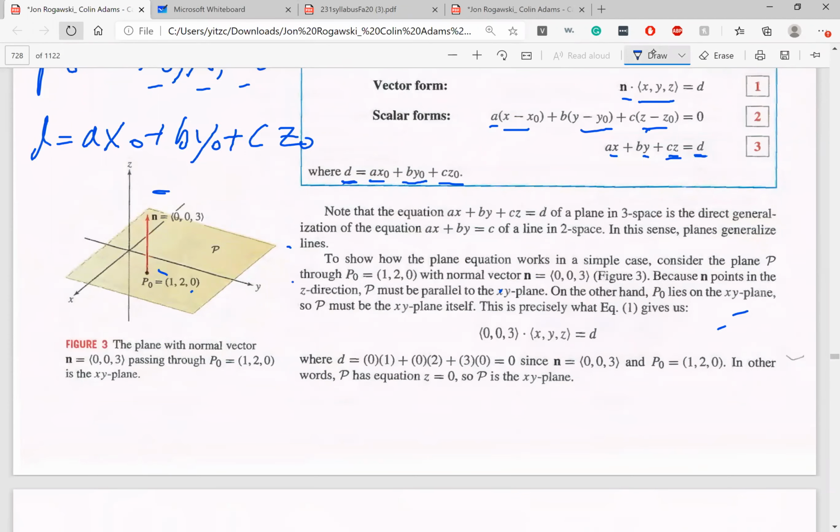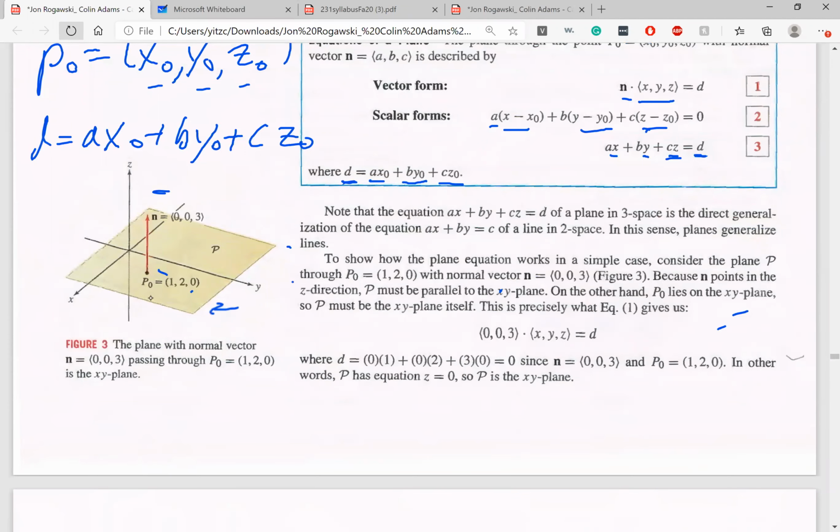This plane over here is a plane with a point P0 over here and a normal vector over here. And the normal vector is 0, 0, 3. So that's basically what they're trying to show you over there.